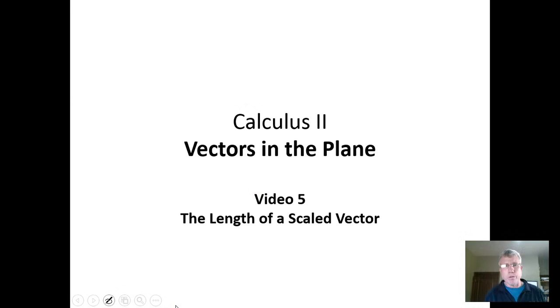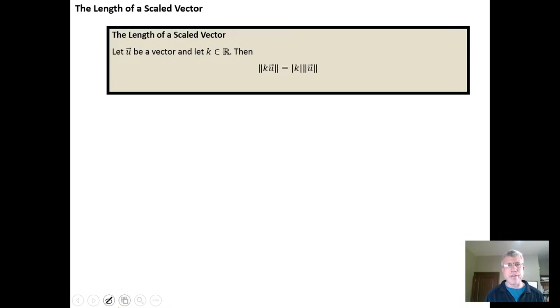So in this video we're going to go over how to find the length of a scaled vector. So the claim is that if we have a vector u and a scalar k, then if we want to know the size or the magnitude of k times u, we can just multiply the absolute value of k times the size or magnitude of the vector u. And you could verify this pretty easily.